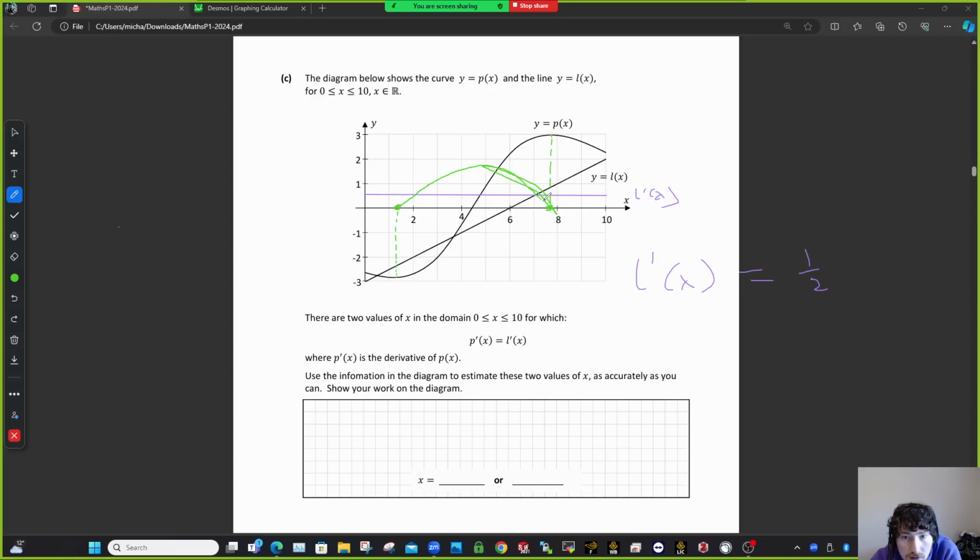Something like that there, okay? And then you could have read off x values from that. So it looks like they're crossing there at 2 and they're crossing there at 7. Okay, that's one way of doing it.